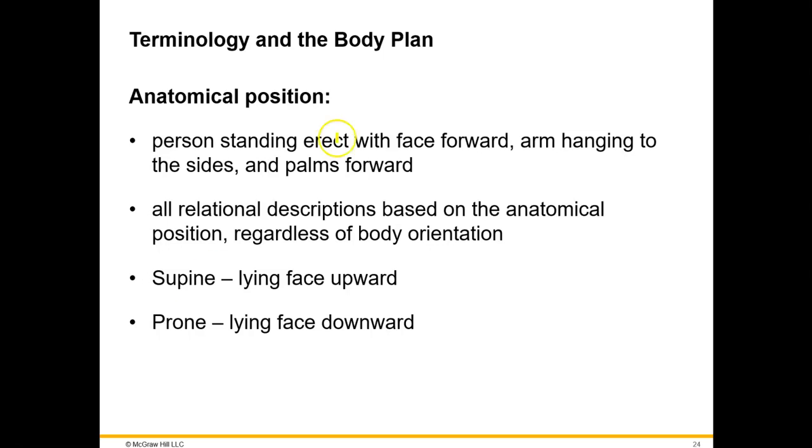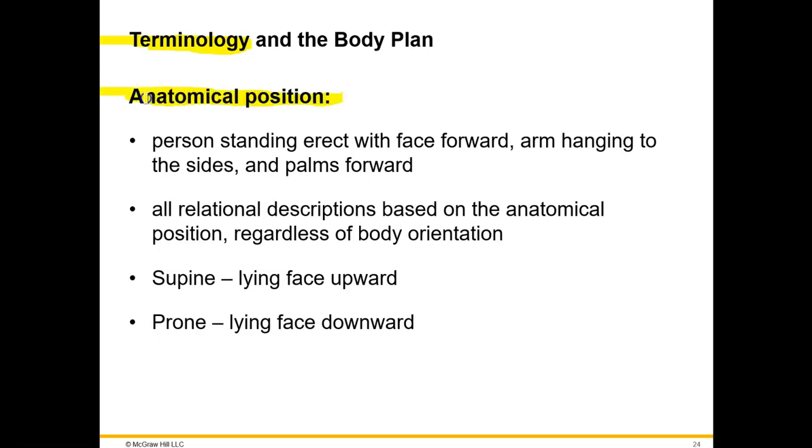Now, the most important part of the chapter is the terminology part. This is where you are going to learn anatomical words. If you have taken medical terminology, this is going to be really, really easy. And if you haven't, then some of it will be new information. But you do need to definitely know the anatomical position.